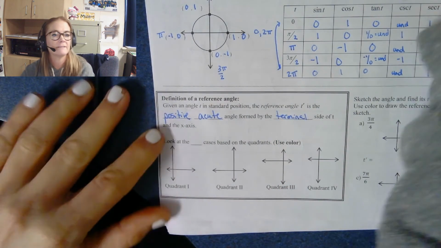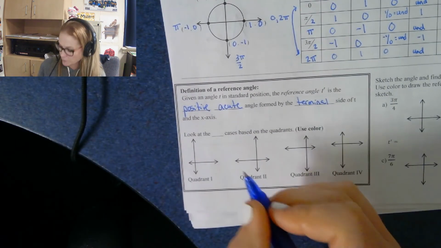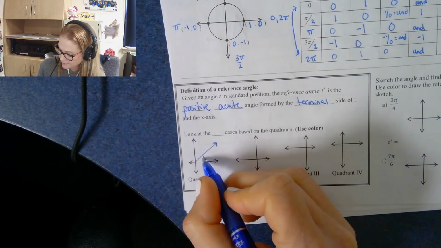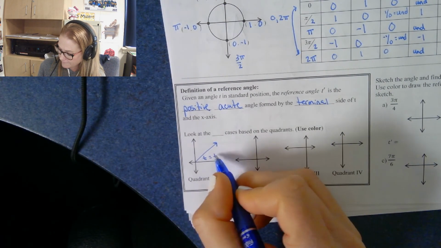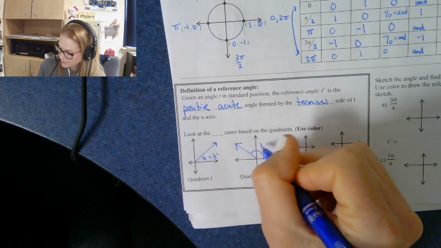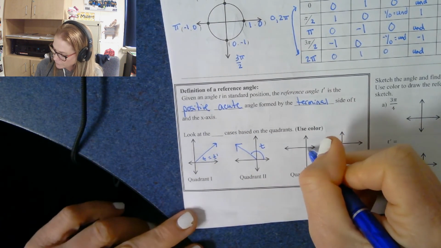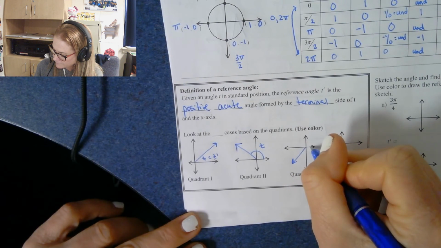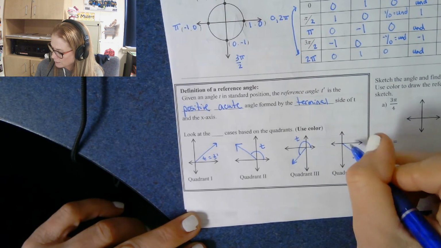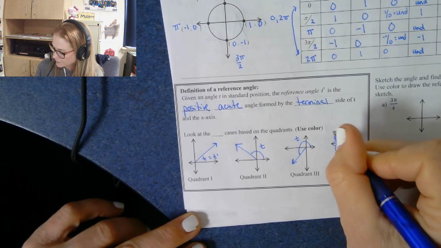By the terminal side of T and the x-axis. All right, so if you're in quadrant 1, it's pretty easy. It's just T is the same thing as T prime. If we get into quadrant 2, there's T. If we get into quadrant 3, there's T. And if we get into quadrant 4, there's T.